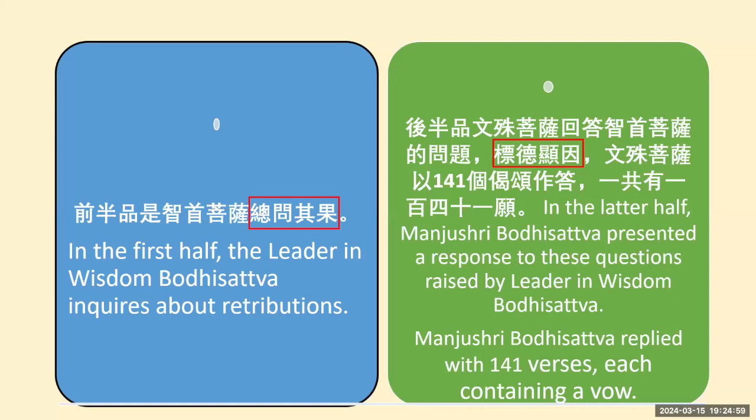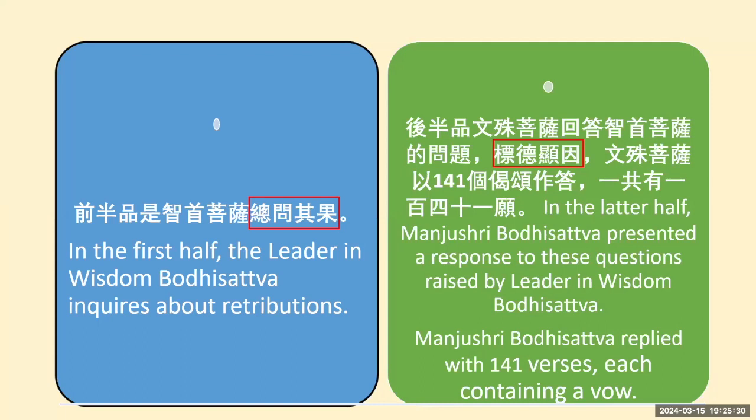The Pure Conduct chapter uses rhetorical questions to illustrate the amazing rewards of Bodhisattva's practice, which thus far exceed our limited knowledge and imagination as sentient beings. In the latter half, Manjushri Bodhisattva presented a response to these questions raised by Leader in Wisdom Bodhisattva. Manjushri Bodhisattva replied in 141 verses, each containing a vow.